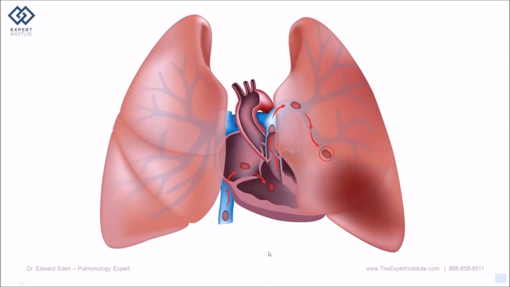Next slide. So here's a schematic diagram of a pulmonary clot, a potential pulmonary embolus, coming up through the inferior vena cava, through the right atrium, to the right ventricle, and then up into the pulmonary vessels, lodging in the pulmonary arteries.